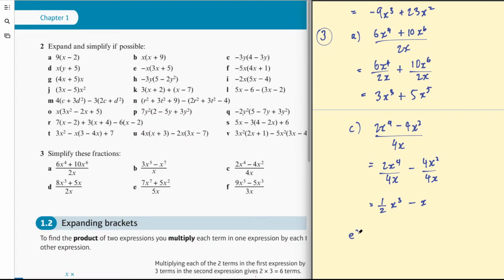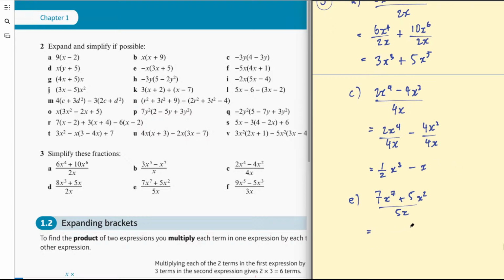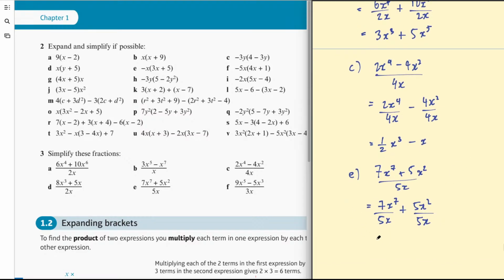And then the last one is e, 7x to the power 7, plus 5x squared, on 5x. Split them up. I don't know why I've never done it this way. This is much easier. 7x to the power 7 over 5x plus 5x squared on 5x. Simplifying, 7 and 5, we can't really do much with that. I would leave that as a fraction. x to the power 7 over x is x to the power 6. 5x squared over 5x, we're just left with x again.